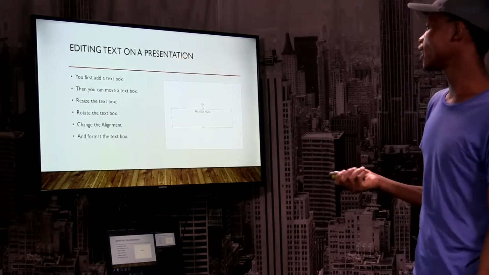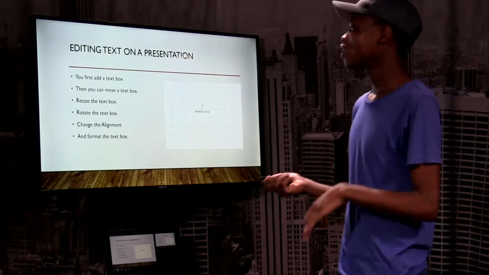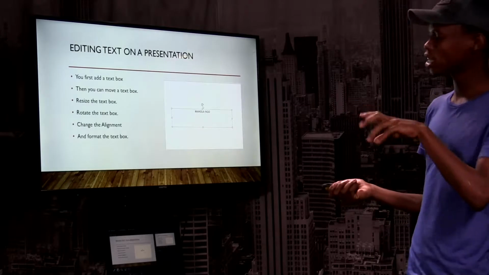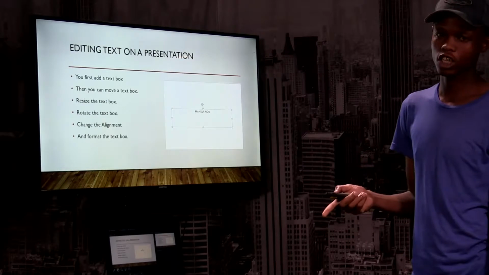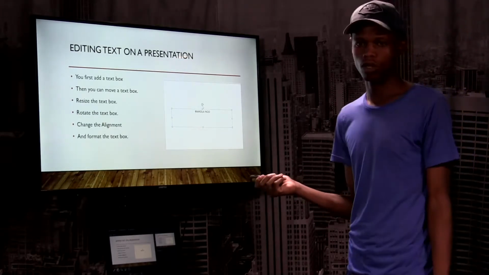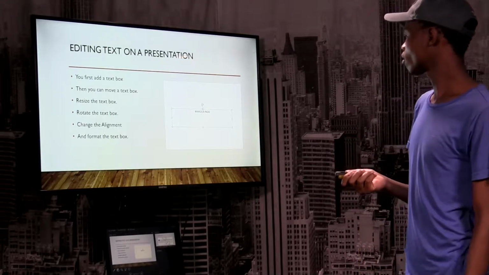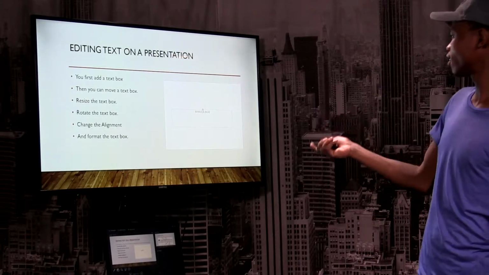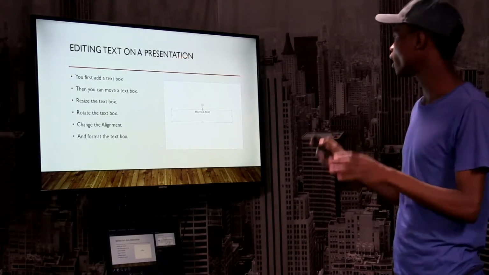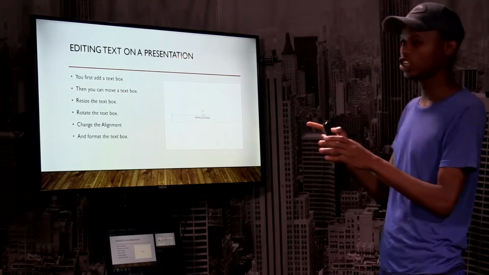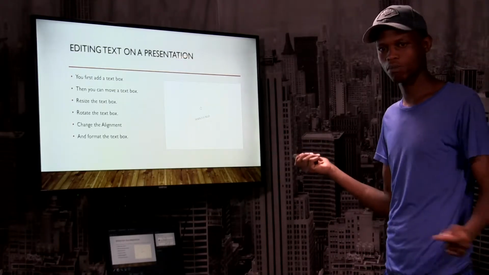Okay. And then editing text on a presentation. You first add a text box, then you can move a text box around, you can resize the text box, you can change the rotation, you can even change the alignment and add a format to your text box. Okay, right, editing. I did some video to show how you can manipulate your text box in terms of rotation, font and other things. Okay, we'll just pass on this one.